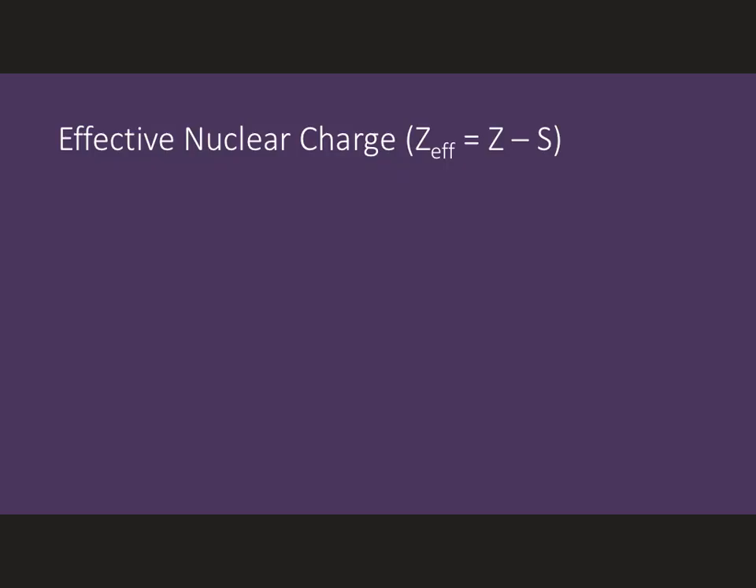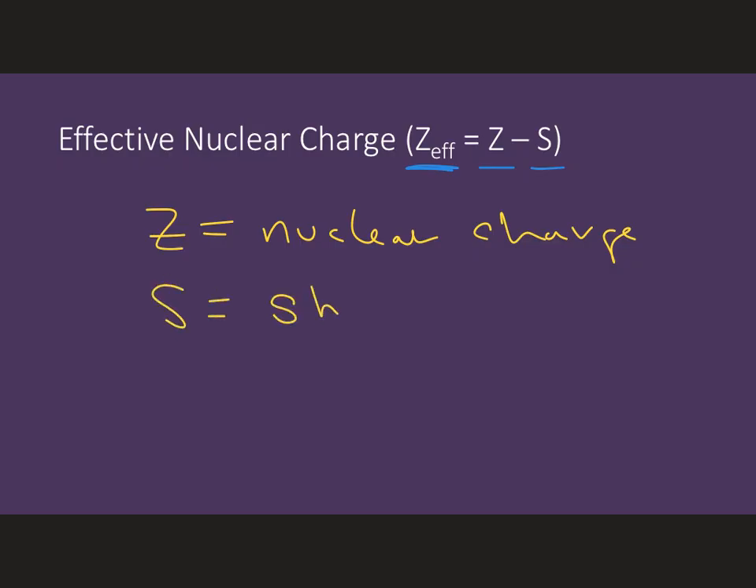So we're going to define the effective nuclear charge as Z with a subscript eff, so Z effective here. And this is just Z minus S, where Z is our nuclear charge, or our atomic number, and S is how much shielding we actually see on those electrons. So that's the concept we're going to bring forth to see how much charge an electron actually sees.